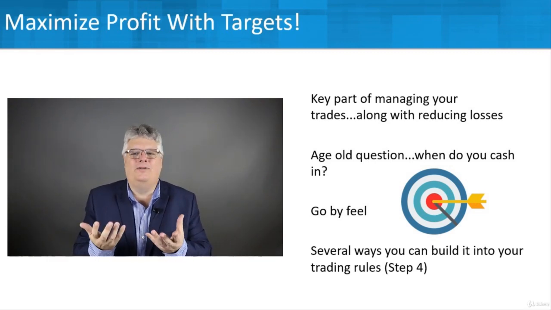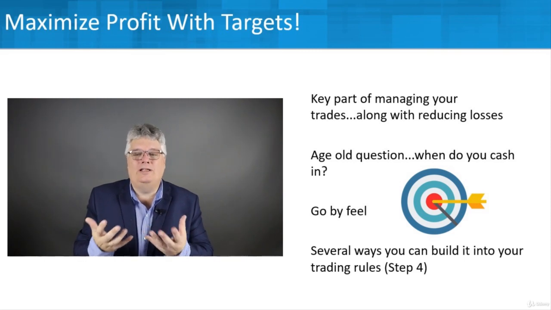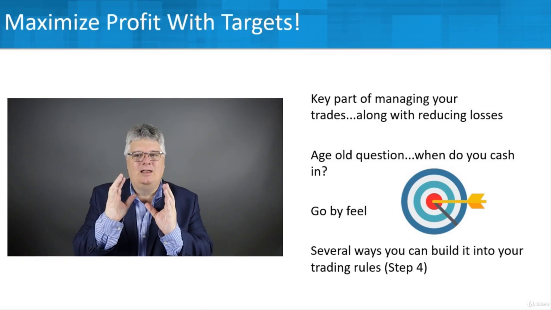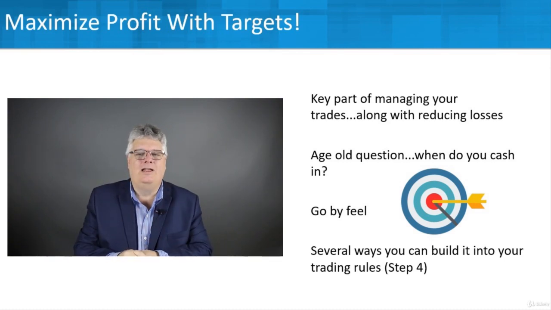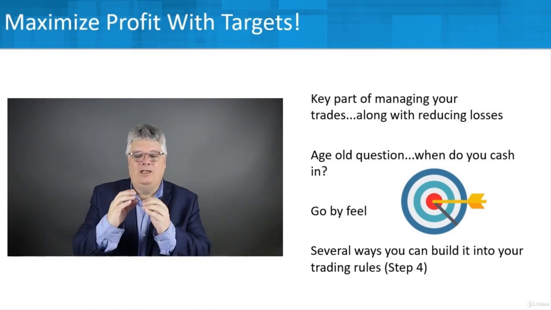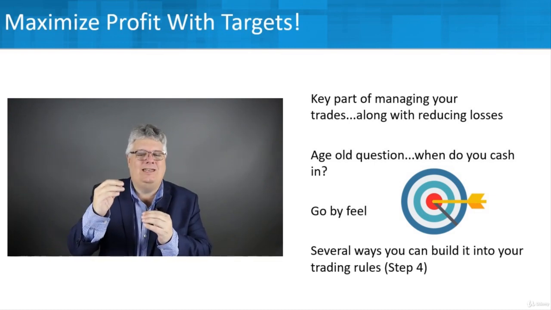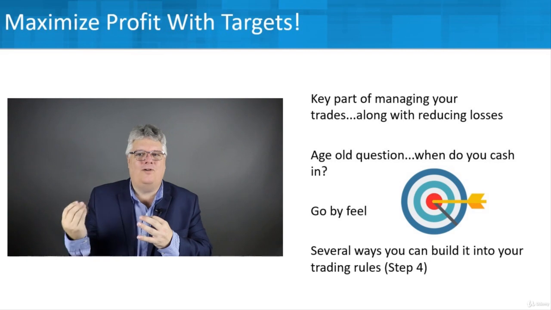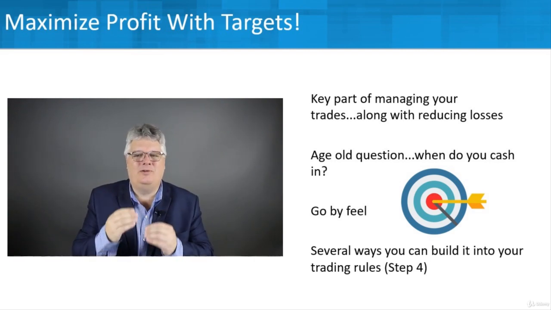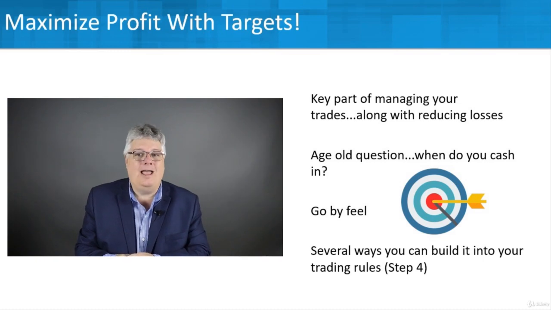And that's a key part of managing your overall trades and your trade rules, along with reducing losses: looking at targets of when we want to sell. Because it answers that whole age-old question, when do we cash in? How do we know enough is enough that we need to sell and book our profits and then move on to another security, or wait for another opportunity, maybe with that same security, to buy in again, right?